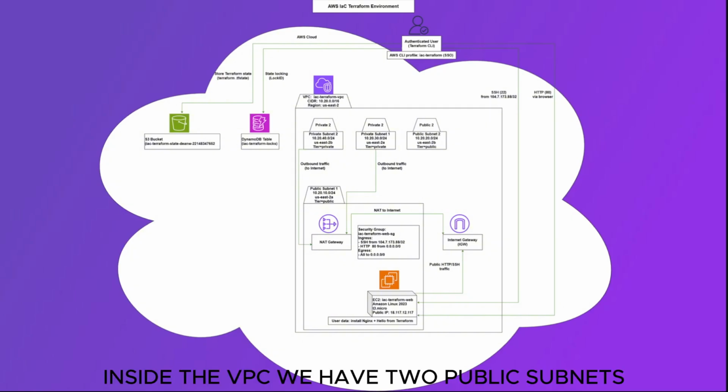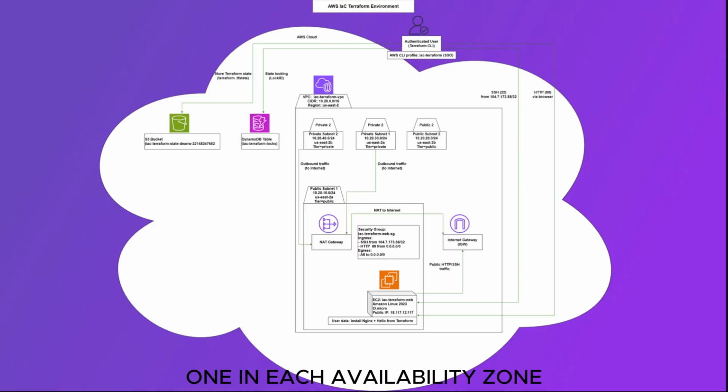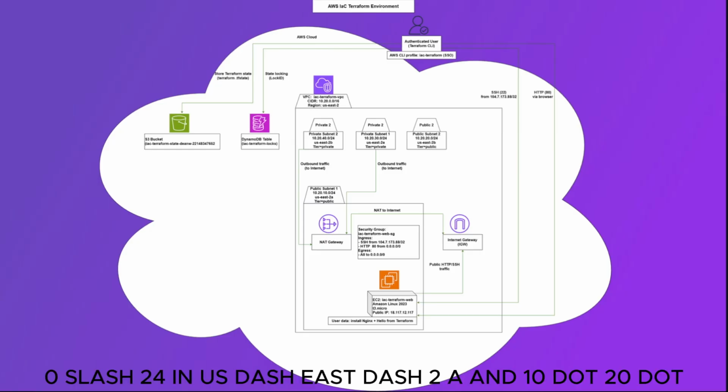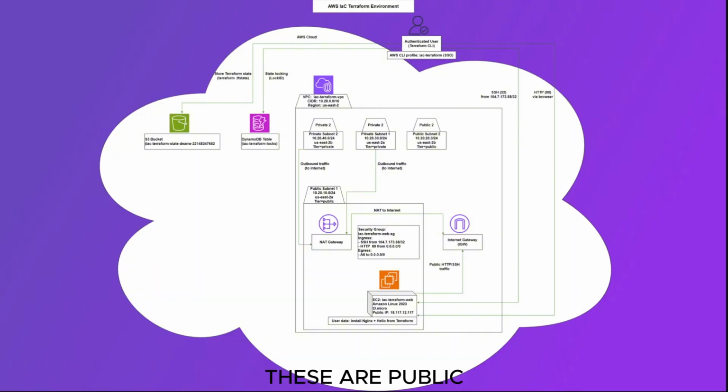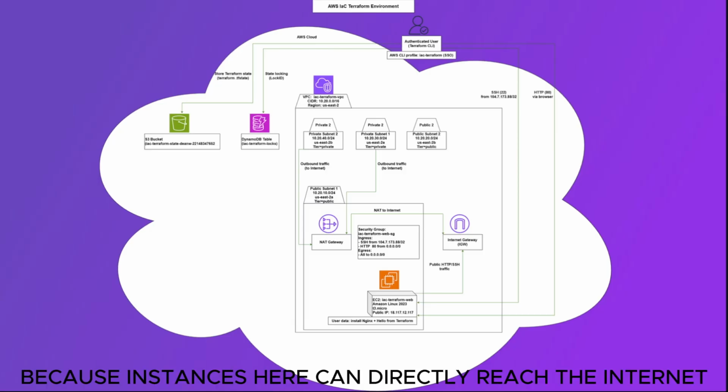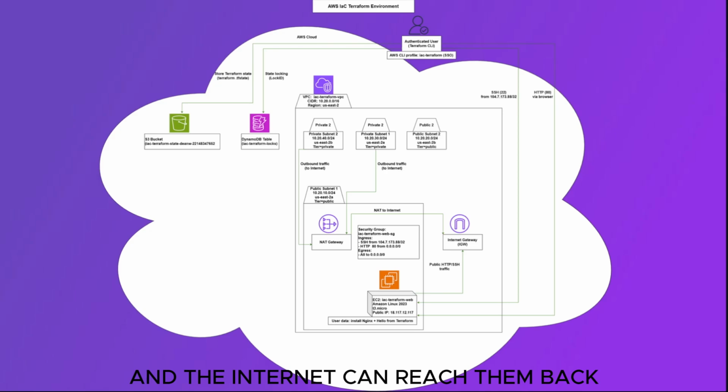Inside the VPC, we have two public subnets, one in each availability zone, 10.20.10.0/24 in US-East-2A and 10.20.20.0/24 in US-East-2B. These are public because instances here can directly reach the internet and the internet can reach them back.